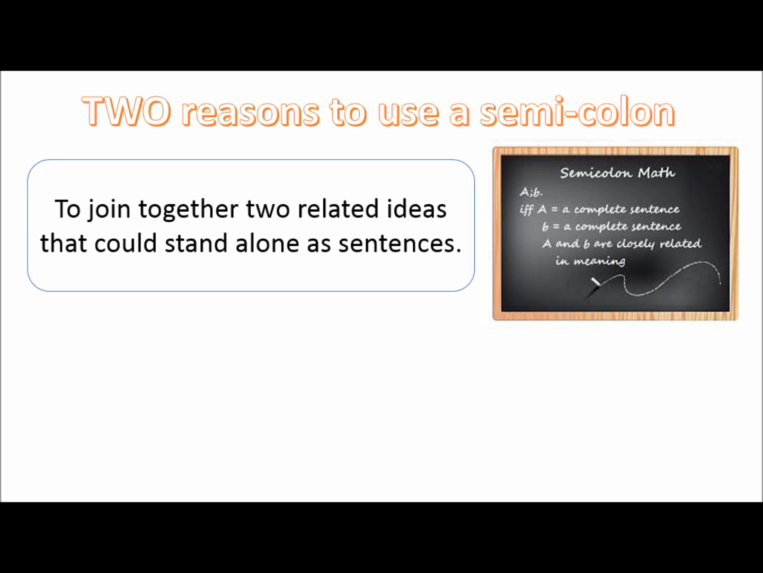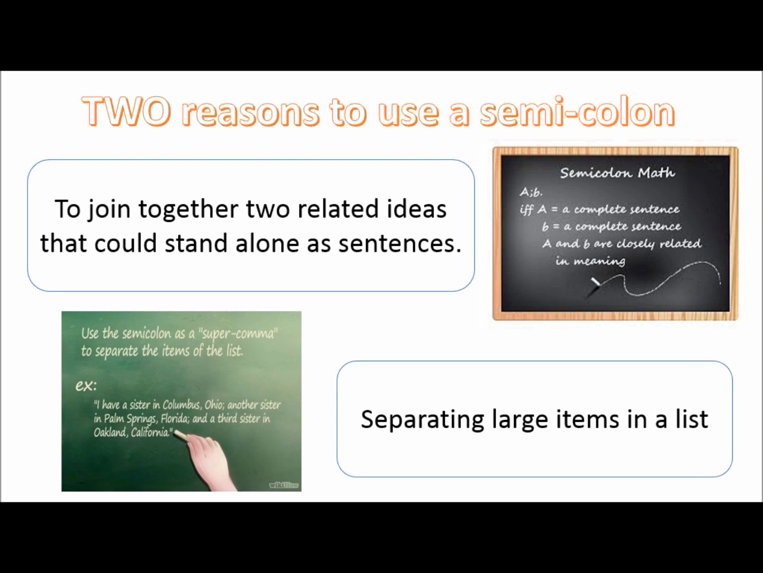To recap, the two reasons to use a semicolon: to join together two related ideas that could stand alone as sentences, and separating large items in a list.